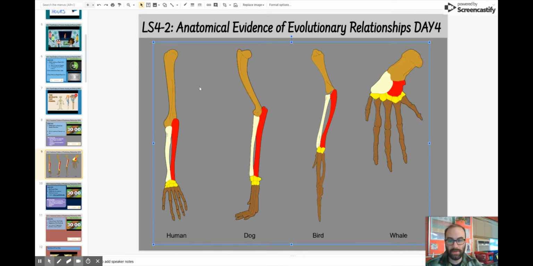Second thing I want to draw your attention to is you'll notice the color of each of the bones is the same as you go across. Why? Because this is the same bone in each of these 4 different species. So 1, 2, 3, 4 straight across. The red bone is similar straight across.